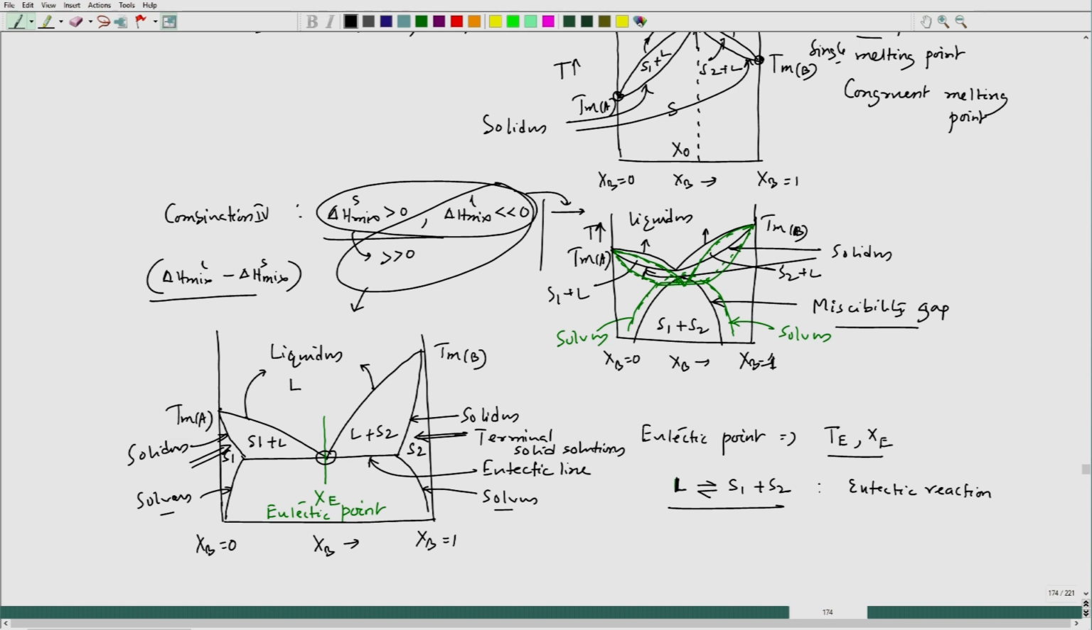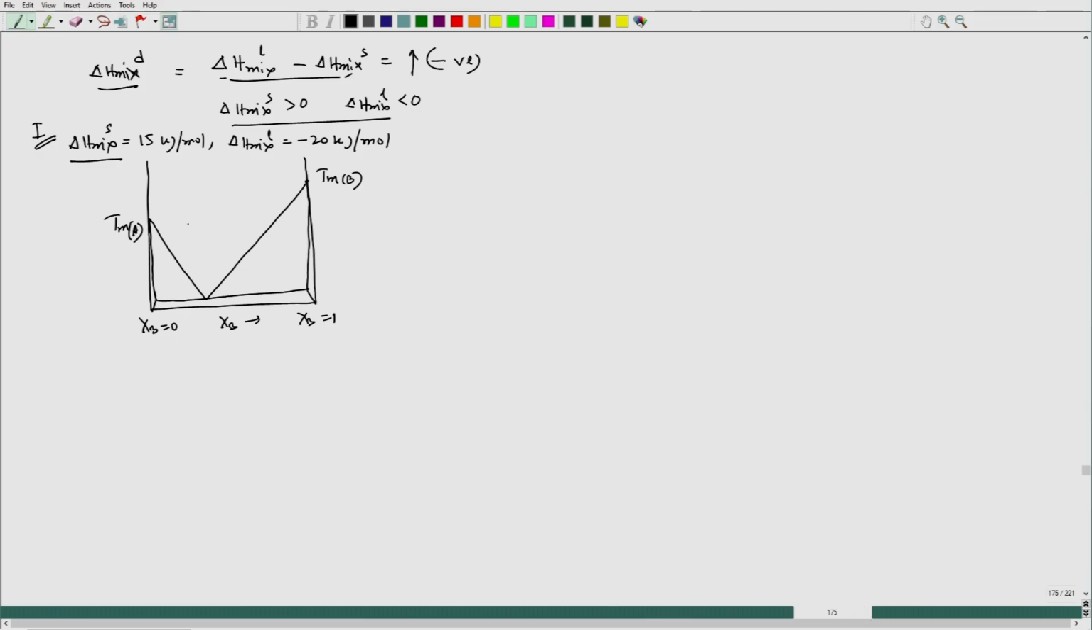Why terminal? Because they are appearing at both pure metal sites. That is what those are called, terminal solid solution. Now, if I look at this particular situation, where I see this high positive value, it would allow a very strong possibility of having similar kinds of atom pairs, and that allows this terminal zone to get shrunk, and this one is highly negative. So, liquid stability would be very high. So, this particular point will go down heavily.